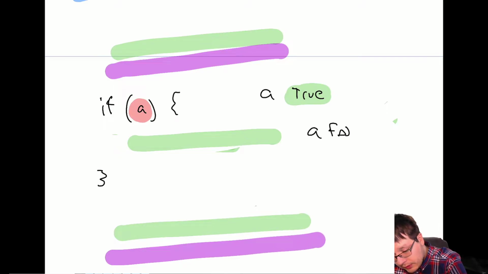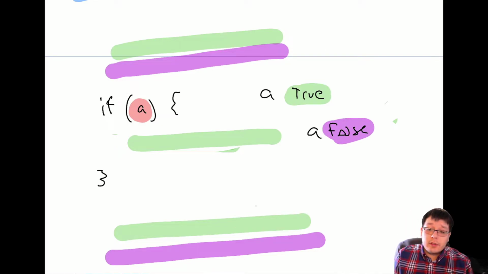So if A is false, the purple lines get executed, meaning that this always happens and this always happens. But what changes is whether or not this line runs.